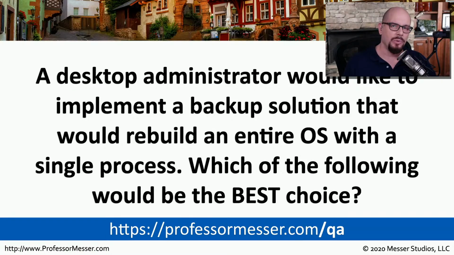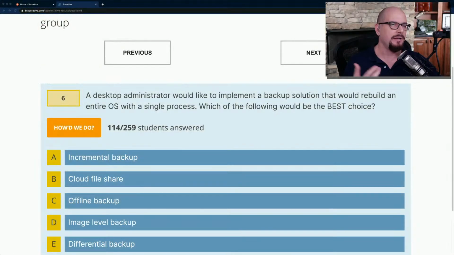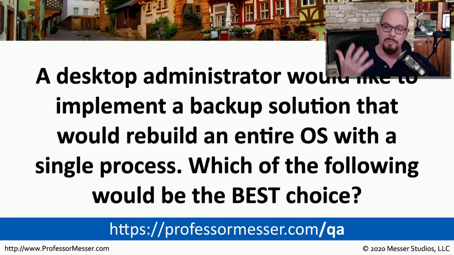This is a good one to step through, because each one of those answers listed here, incremental backup, cloud file share, offline backup, image level backup, differential backup, are all perfectly reasonable backup methods. So see if you know what the differences are between all 5 of those. Even if you think you know what the answer is, see if you know what the other incorrect answers are referring to, because all 5 of these could be answers for a question on your exam. All of those technologies are on the 1002 exam objectives. So make sure you're familiar.